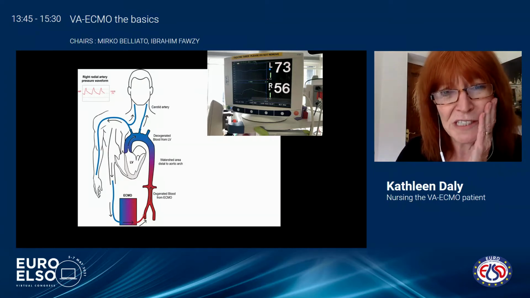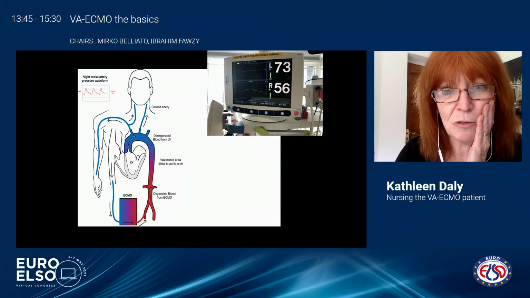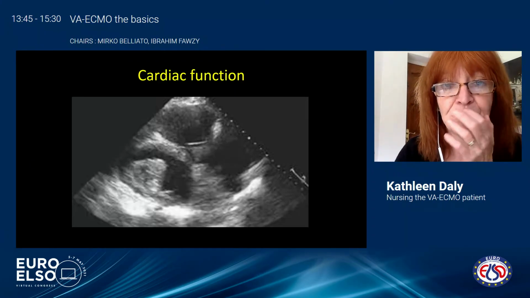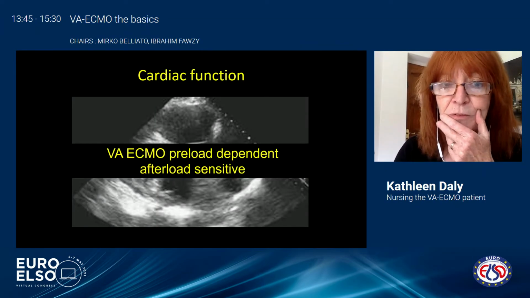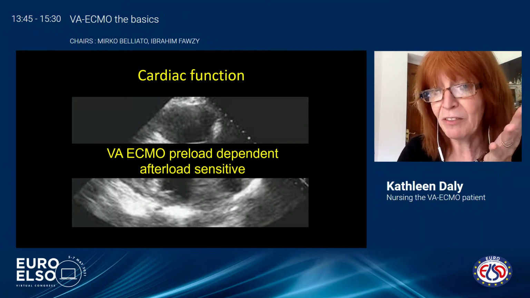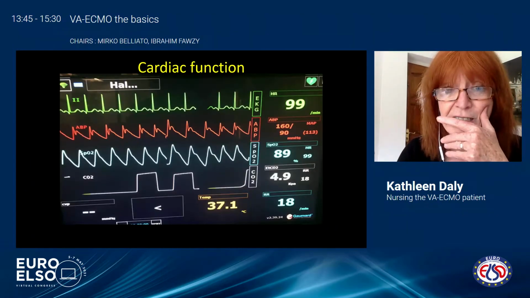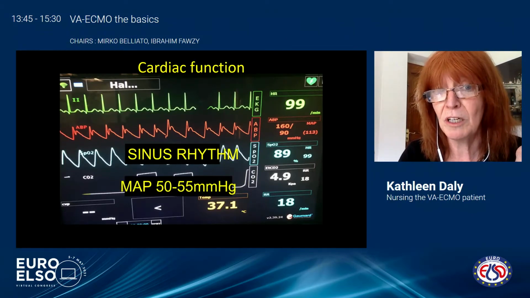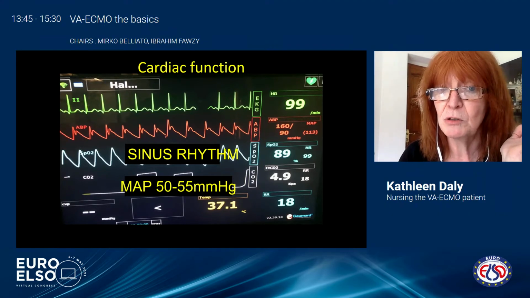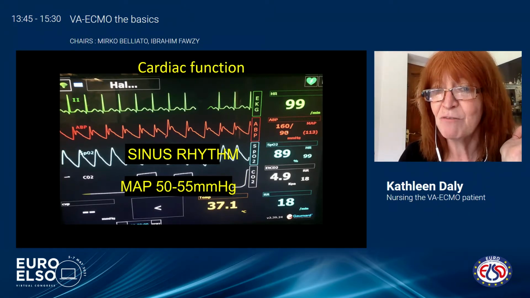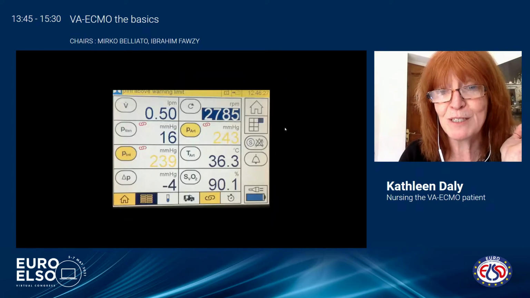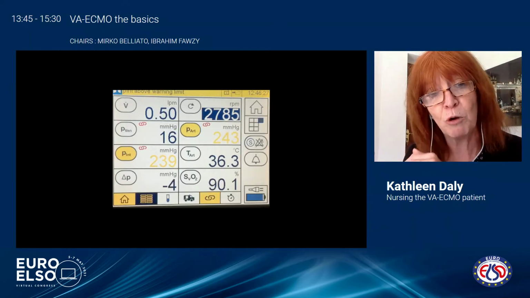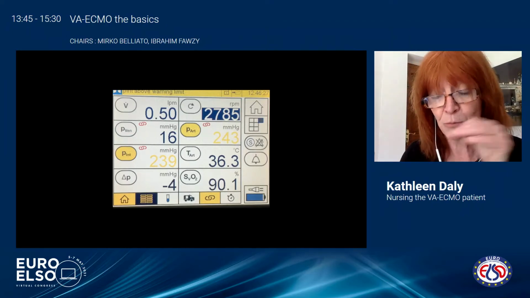So it's very important as the bedside ECMO nurse to be continually monitoring for signs of the dual circulation or harlequin. Cardiac function. Well, VA ECMO is preload dependent, as we've heard, and afterload sensitive. So what we're aiming for is normal sinus rhythm in an ideal world and a MAP of 50 to 55. And excessive blood pressure can cause problems for our ECMO forward flow. So if there's excessive afterload, we will lose our ECMO blood flows, and this is the problem.